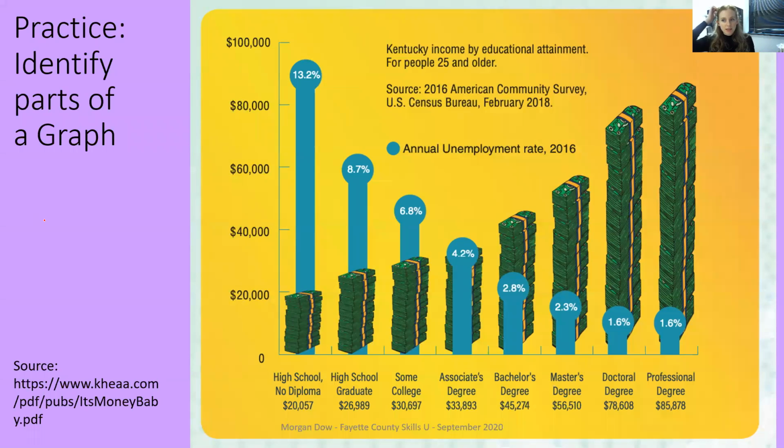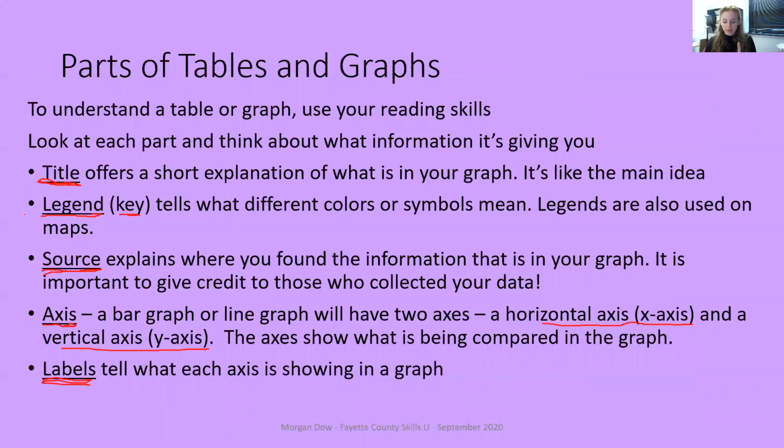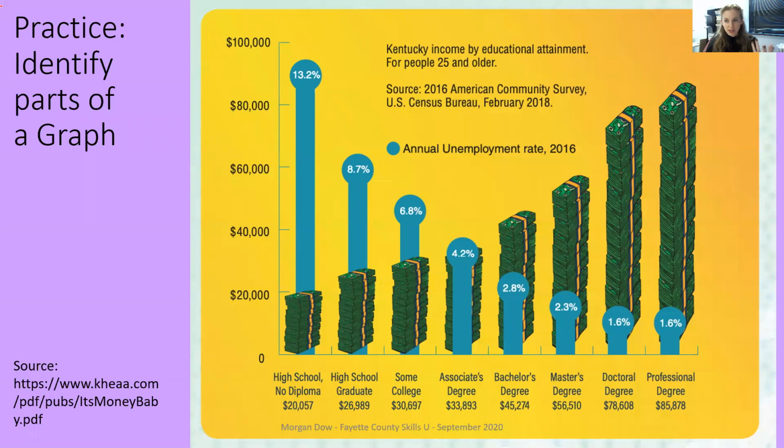Okay, so now let's get some practice with identifying these different parts of a graph with this graph here. So first thing we want to identify is the title. What is the title of this graph? So you want to look for something that usually is going to be either at the top of the graph or at the bottom of the graph, and it'll seem like it's kind of giving you a short explanation of the whole graph, so sort of stating the main idea. So for this graph, the title is right here.